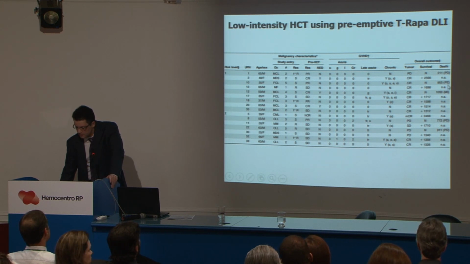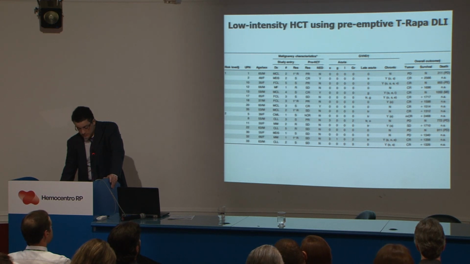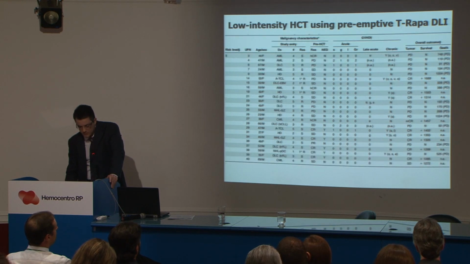You have just 3 patients with progressive disease. These are the 16 cohort patients. This one here had myocardial ischemia, and the other one had thromboembolism, lung thromboembolism, if I'm not wrong. But all the other patients are in complete remission. So this is 4 years of follow-up.